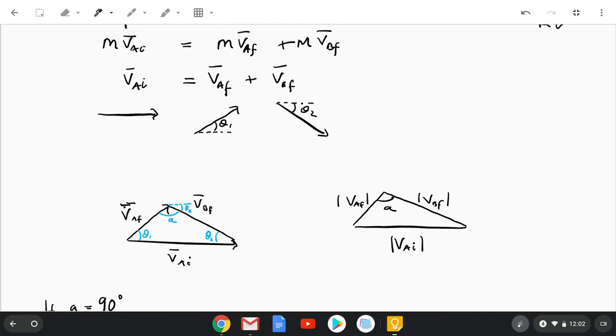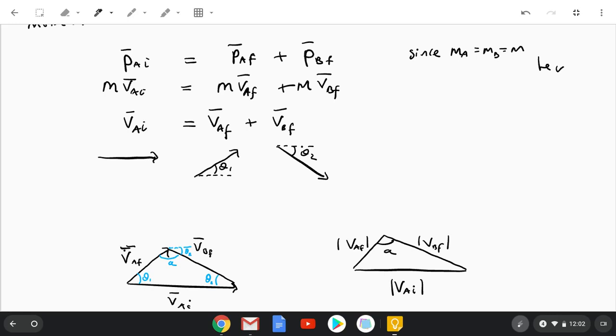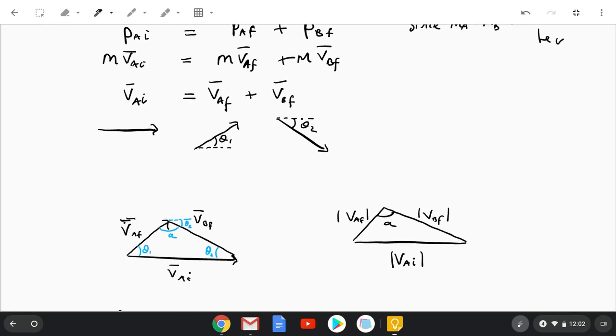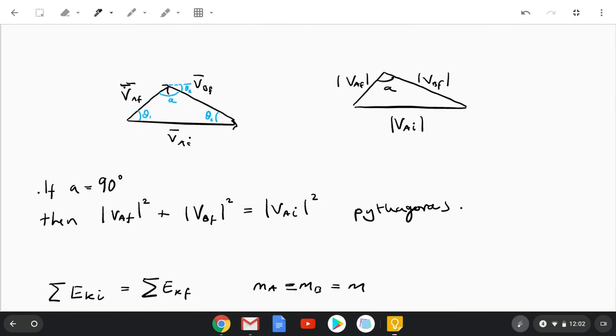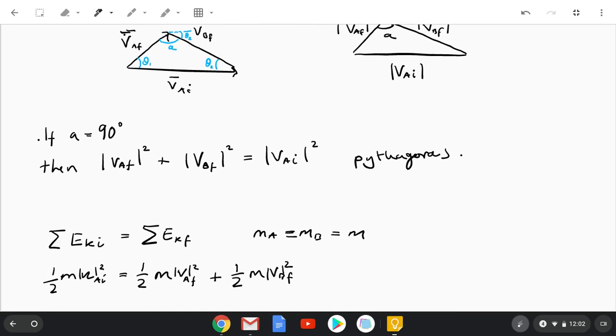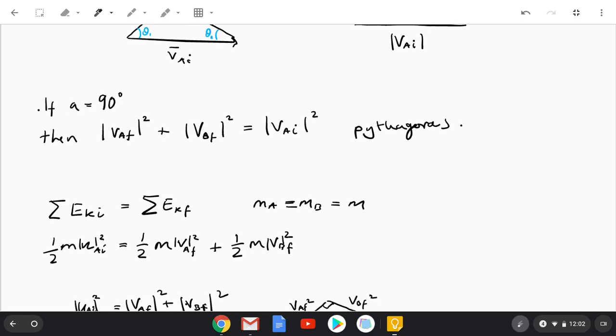Now we know the momentum is conserved, but right now we are not sure whether it's elastic or inelastic. For the condition for elastic, we know that the kinetic energy before and after must be the same. And considering they're all the same mass, that's the kinetic energy of object A before the collision, object A after the collision, and object B after the collision.